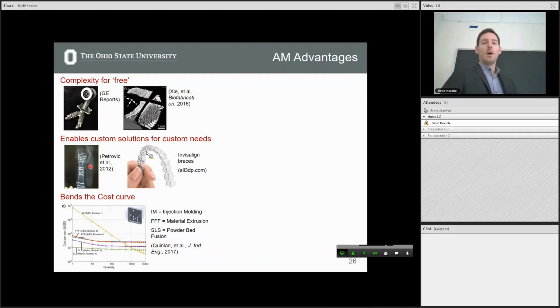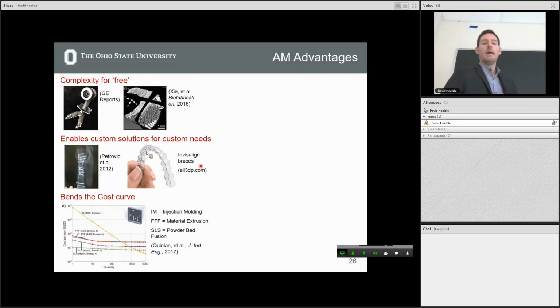Custom solutions for custom needs. This is an example of a custom brace. This is actually for an animal. This is a dog for which they did this surgery, and they custom made this titanium plate for the specific dog. The Invisalign example will be a custom solution for a custom need.